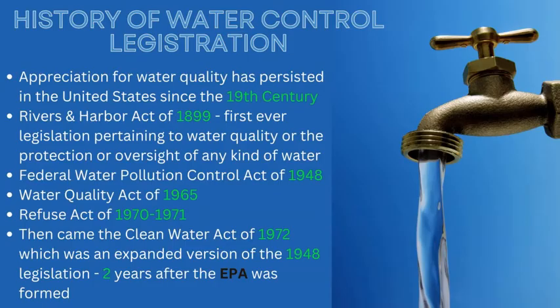Then there was the Refuse Act of 1970 and 1971. This is a short-lived legislation that covered industrial pollution and waste dumping into water sources, and it was quickly replaced by our main focus, the Comprehensive Clean Water Act, or CWA, of 1972. This was a very large, all-encompassing legislation by the federal government of America, which was an expanded version of the 1948 act. And it occurred 2 years after the formation of the EPA back in early 1970.